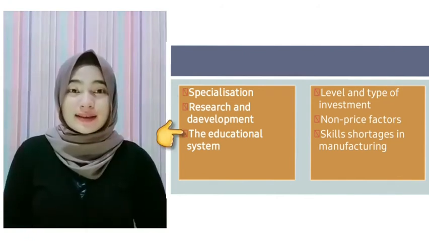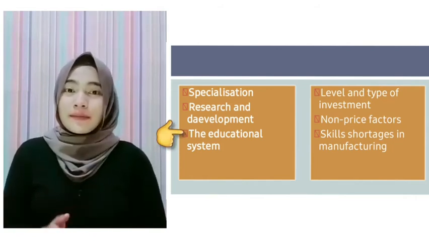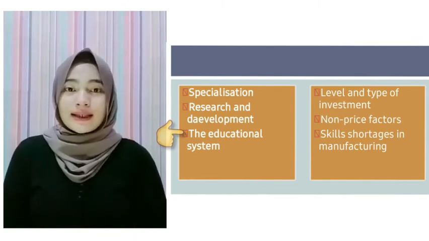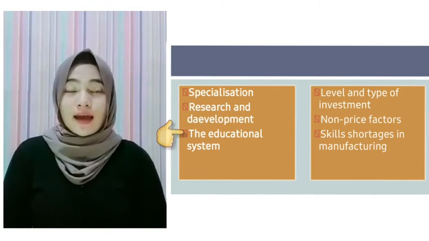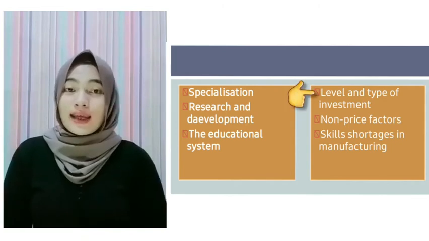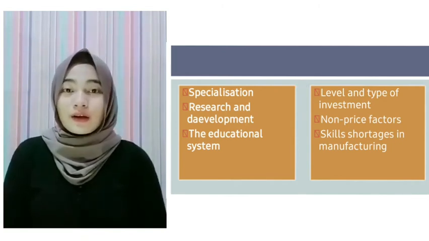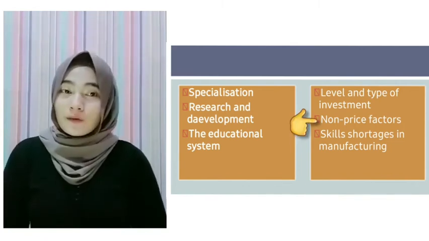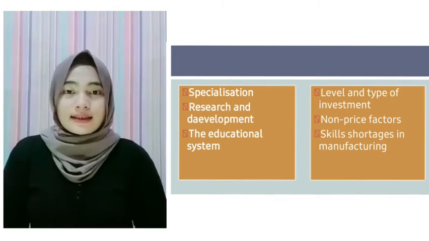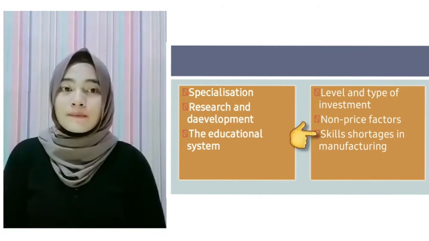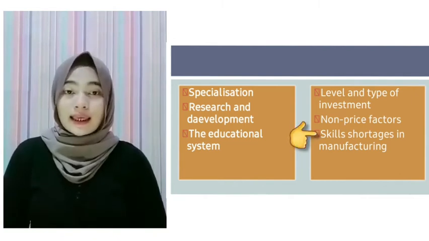The educational system. The educational system in the United Kingdom is said to be biased toward the arts and pure sciences rather than applied scientific, engineering and business type subjects. Level and type of investment. The level of investment in the United Kingdom is low. Non-price factors include quality, design and after-sales service. Skill shortages in manufacturing. Even in times of high employment, there are still skill shortages.